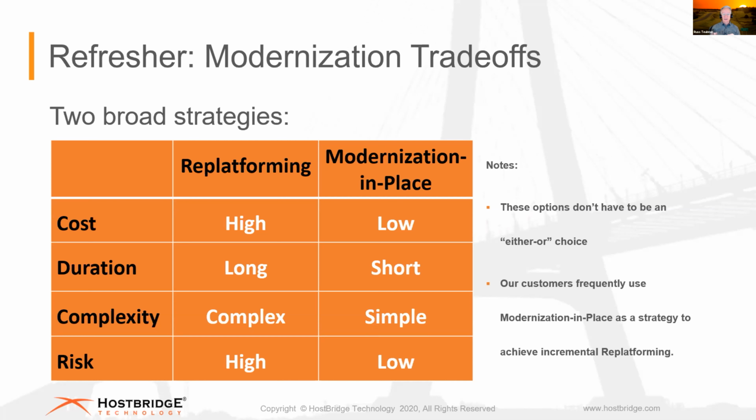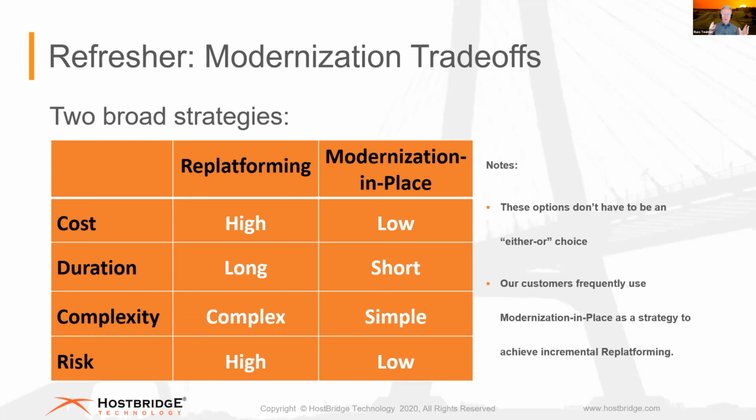Modernization in place is low from a cost standpoint relative to replatforming. The duration of projects tend to be very manageable, very short. The complexity, frankly, as you'll see today when James does this demonstration, is really simple. And the risk is commensurately low.